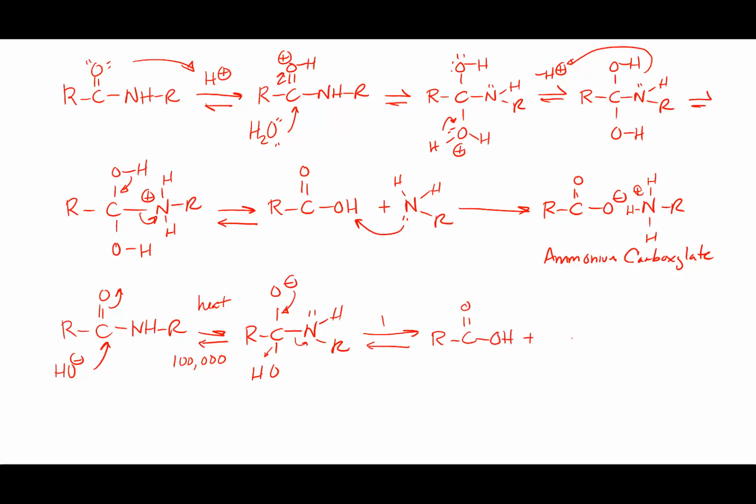end up with the carboxylic acid and an NHR minus group. That is going to immediately deprotonate the carboxylic acid, and 100% of the time, you're going to end up deprotonating the carboxylic acid group to make the carboxylate and now the amine. And so that's what's going to drive the reaction to completion. This is going to be a much more difficult reaction, so it's going to require a little bit more heat, but that's the hydrolysis mechanism for an amide.